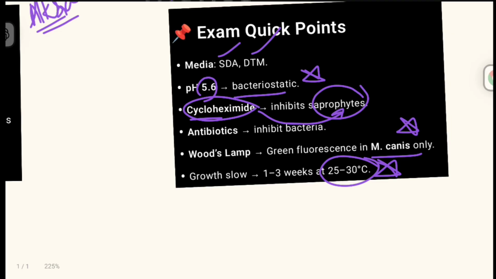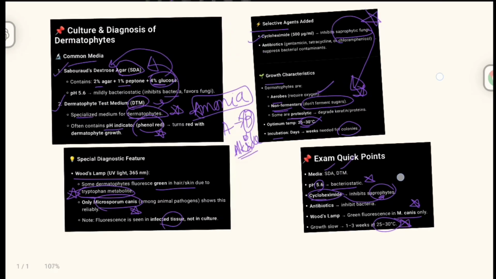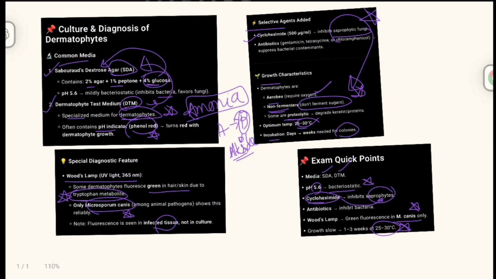Dermatophytes basically use a proteinaceous source for their nutrition. In that process, during the digestion of keratin or any other protein, they tend to produce ammonia. This ammonia will turn the pH of the media from acidic to alkaline, changing the color of the media from yellowish to red. So this is why the differentiation of saprophytes and dermatophytes is important to know. So this is about the cultural and other diagnostic features of dermatophytes.